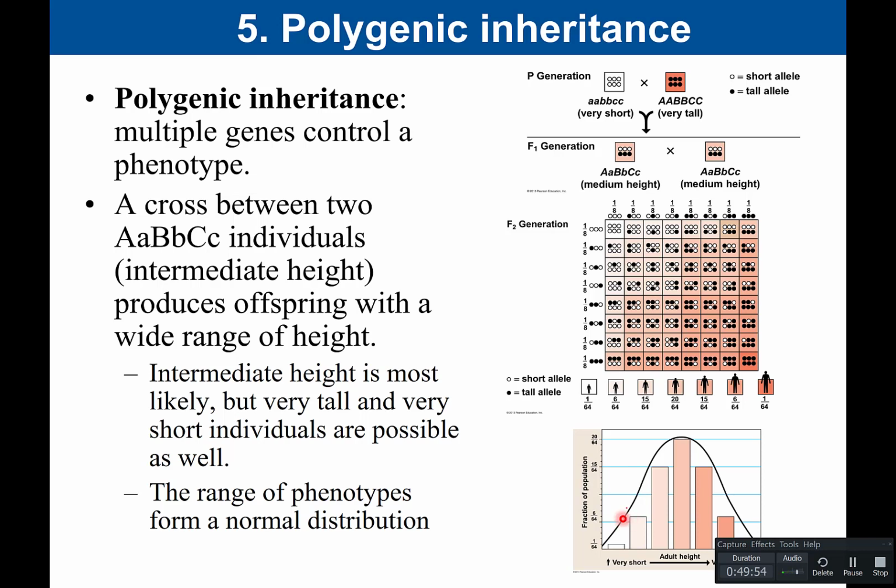And so the range of phenotypes forms what we call a normal distribution. You would expect that the most likely would be to be intermediate height, but you could have very tall or you could have very short just by chance. Skin color is also this way. Skin color is also polygenic, as well as influenced by environmental factors, which we'll talk about in a minute. But skin color is also polygenic, right? If you think of skin colors, there's a whole host of different skin colors.